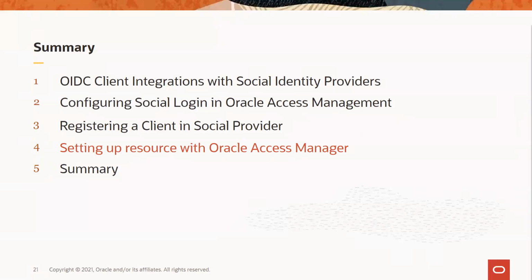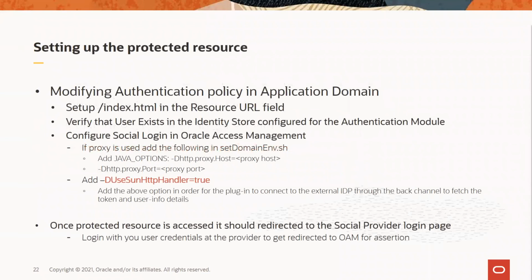Now, some of the things you need to set up when you set up the protected resources. You need to add a proxy if there is a proxy in the environment. The way you add the proxy is using the Java options in setDomainEnv.sh, with a -D parameter specifying the host name and the port, and -Duse.sun.http.handler=true.